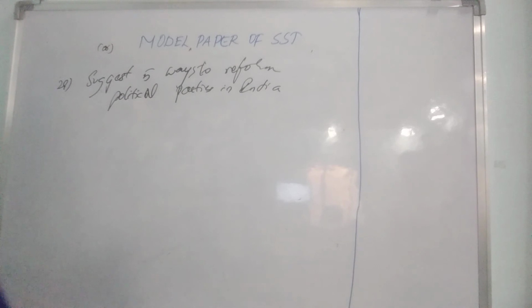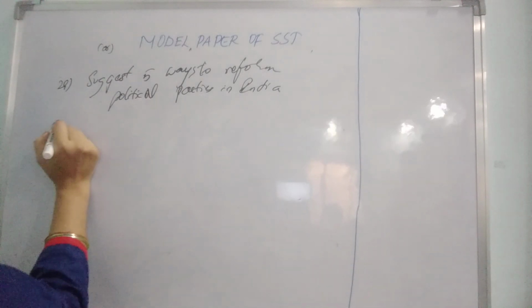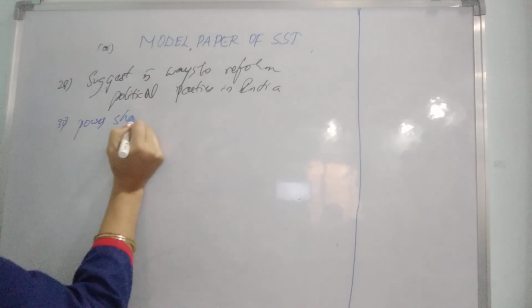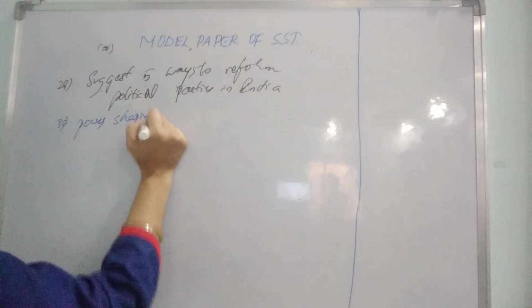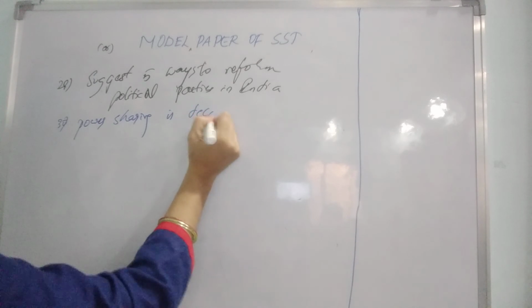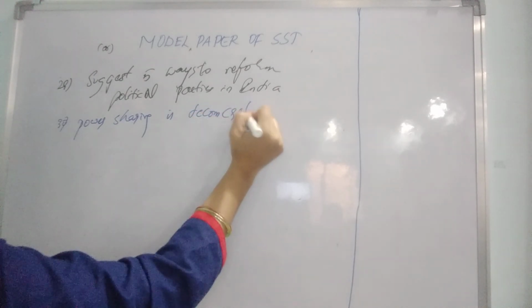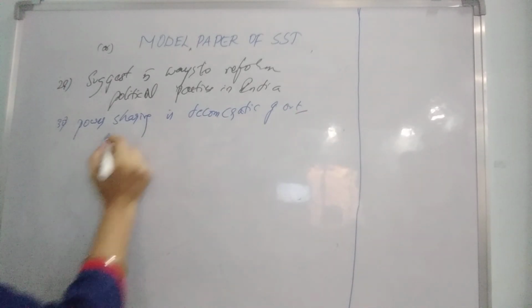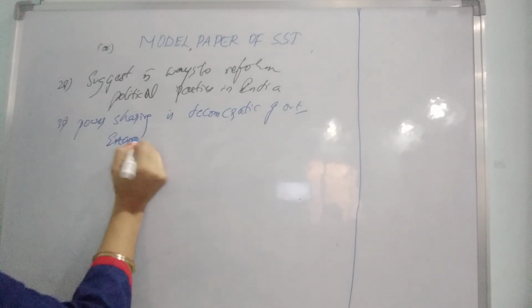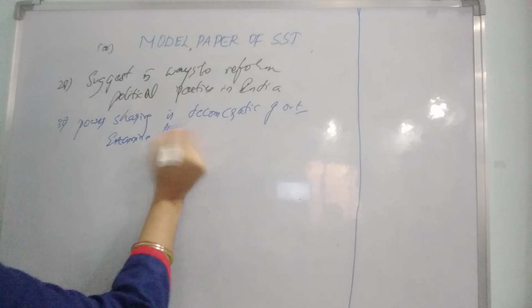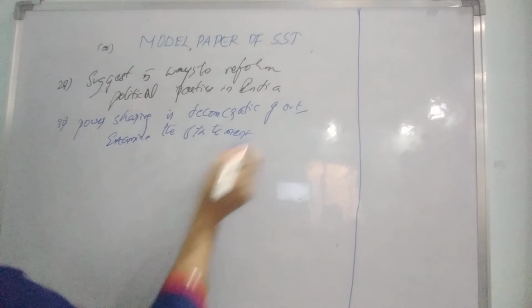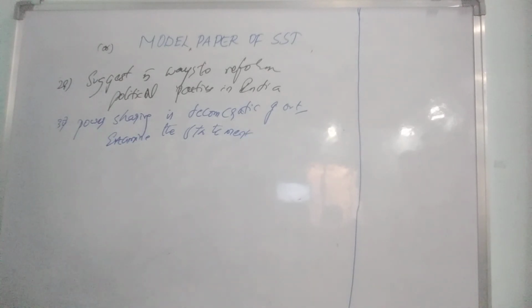And 30th question is, power sharing is the essence of democratic government. We have to examine the statement. Okay, our question is, power sharing is the essence of democratic government. We have to examine the statement.